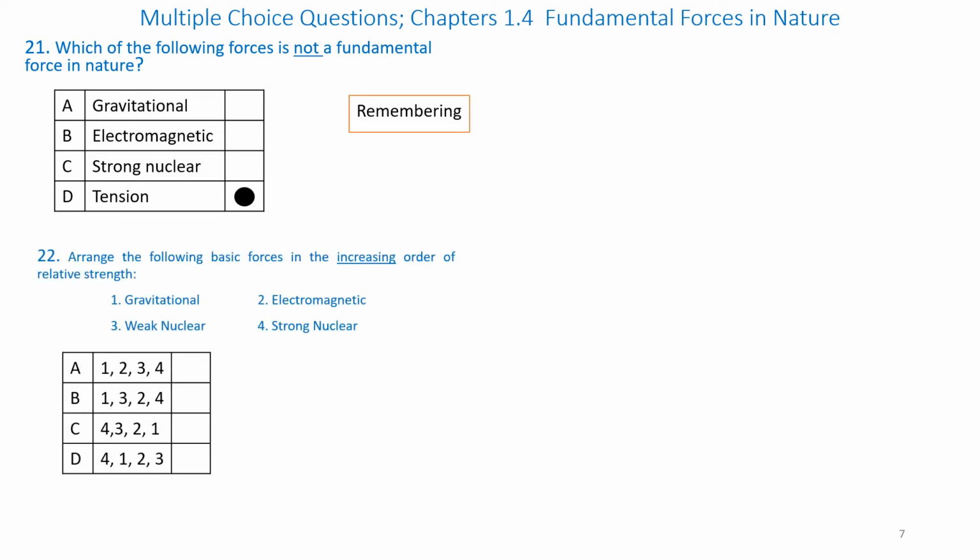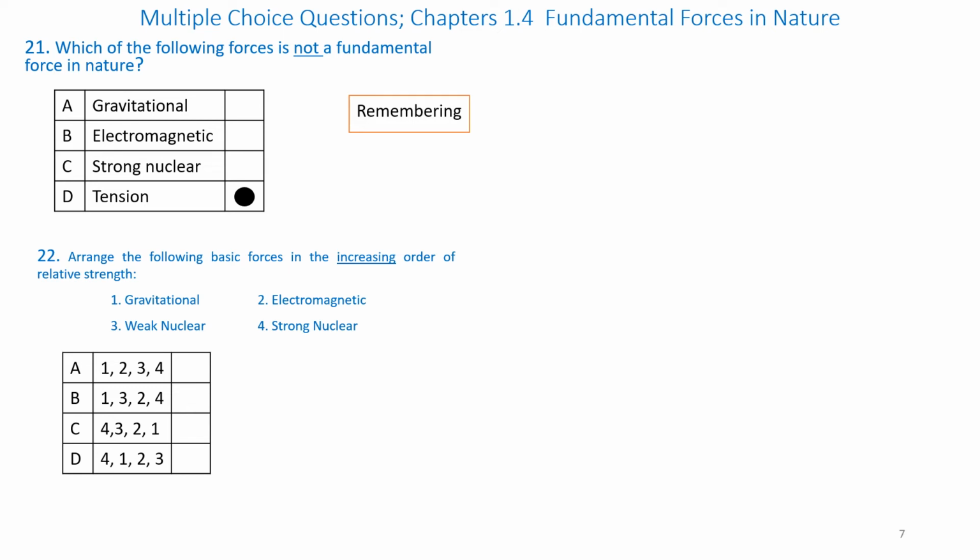Question number 22. Arrange the following basic forces in increasing order of relative strength. Serial number 1 is gravitational force. Serial number 2 is electromagnetic force. Serial number 3 is weak nuclear force. And serial number 4 is strong nuclear force. So we have to mark the weakest first, the next weakest second, and so on in order. That is, the weakest first and the strongest last.